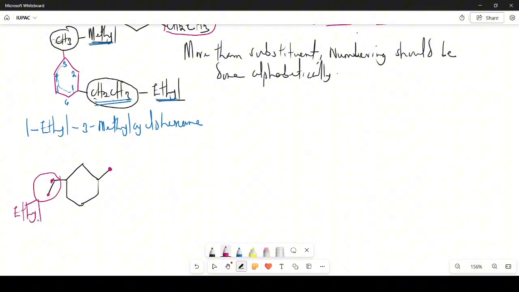And if it has 2 carbons, since it is an attachment, you call it ethyl. This one has just 1 point. So what do you call it? You call it methyl. I want to believe that is very clear.